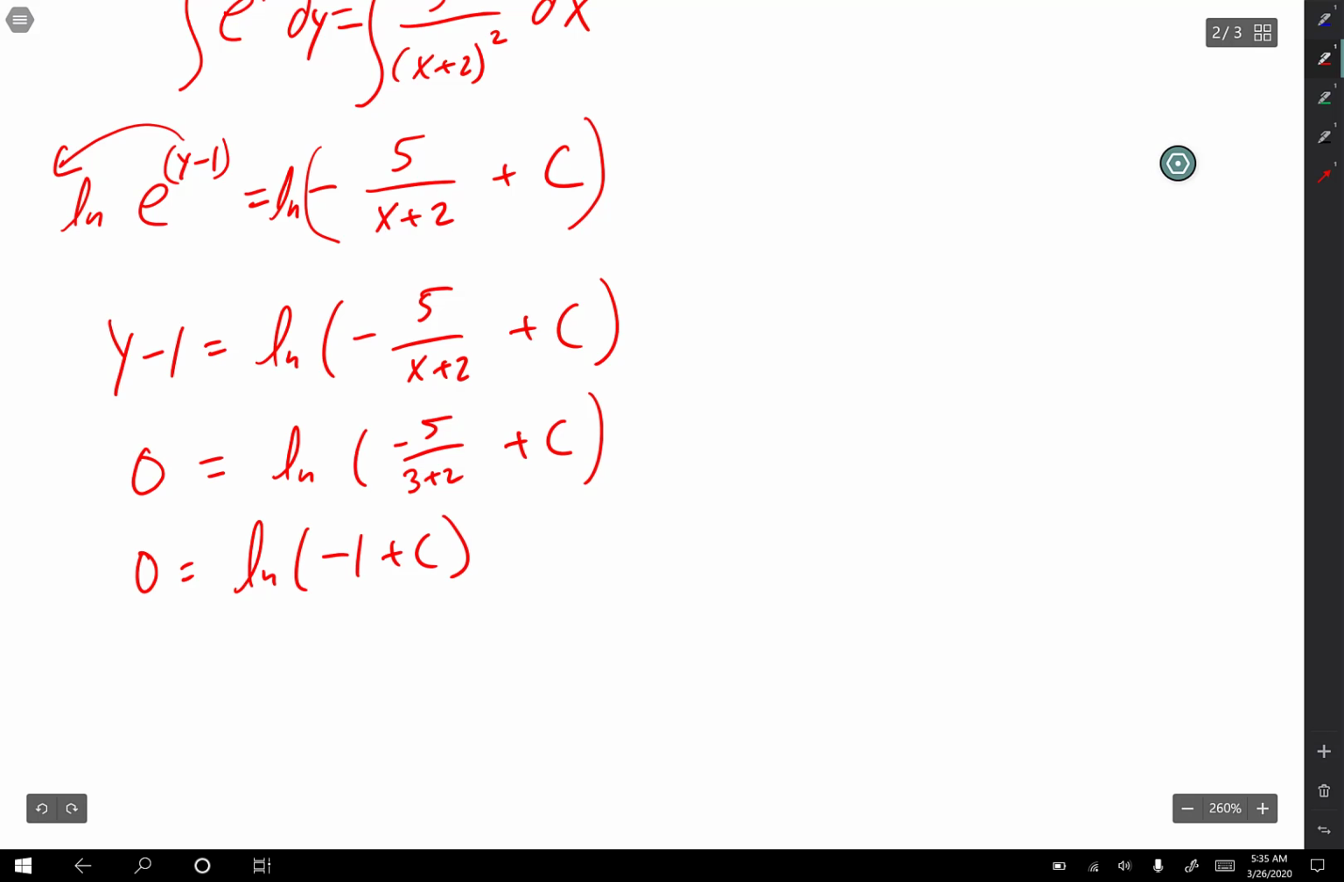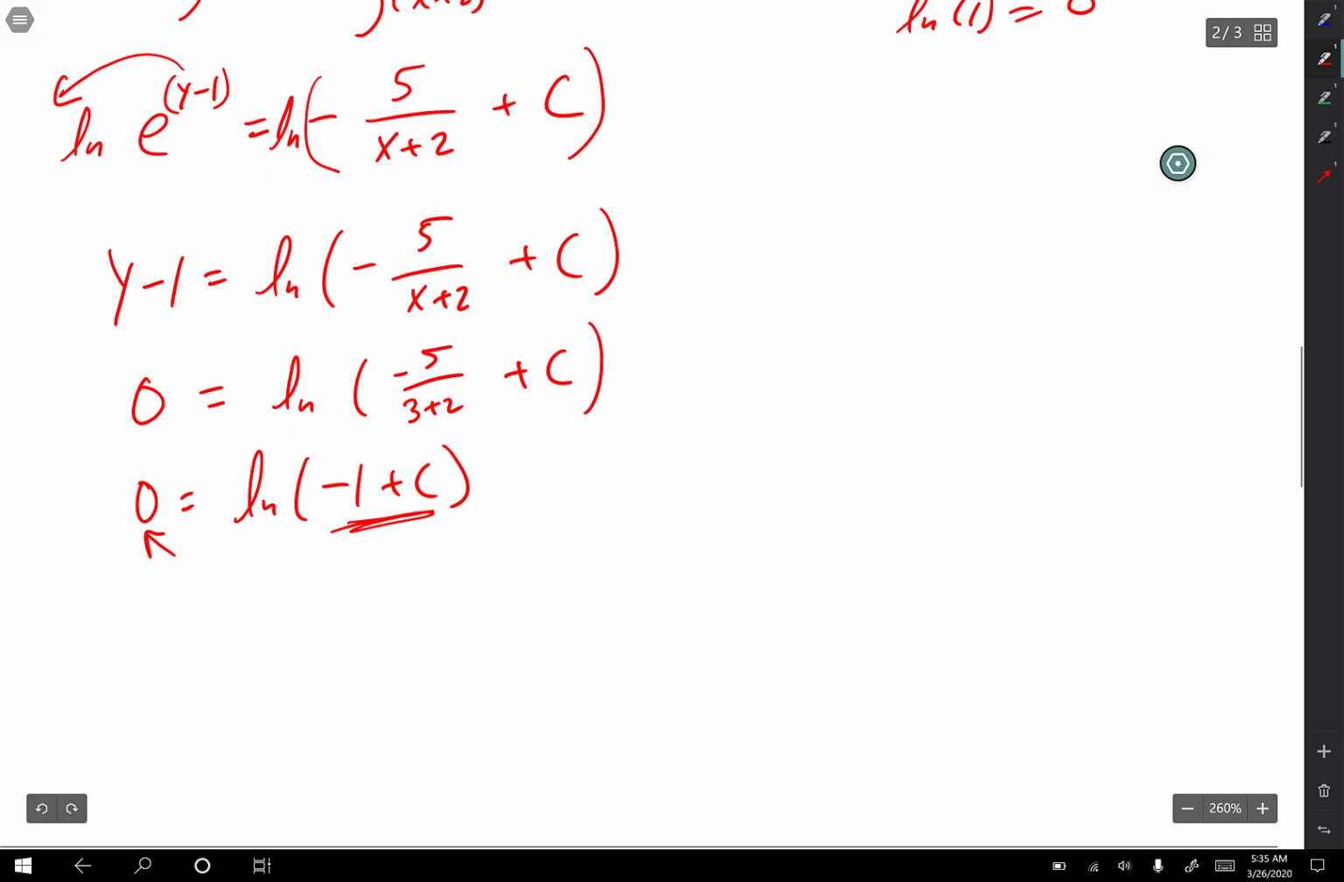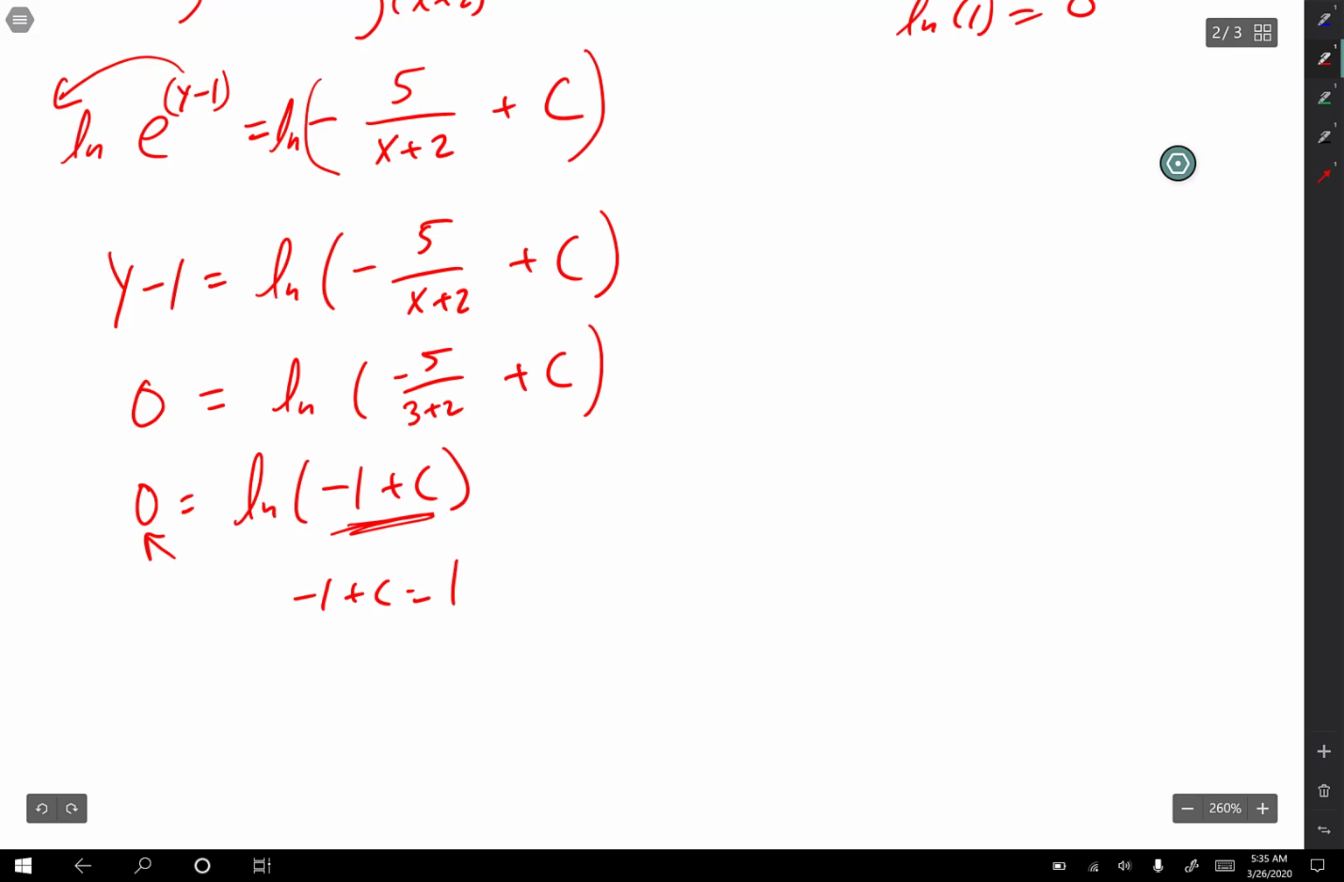Now, the only way this is going to be equal to 0 if I have an ln function is if the argument inside the ln is 1. So side note, the only way is if you have ln of 1 equals 0. You got to know that little property, guys, and hopefully we know it by heart. So the only way that's going to happen, negative 1 plus c equals 1. So plus 1, c has to equal 2.